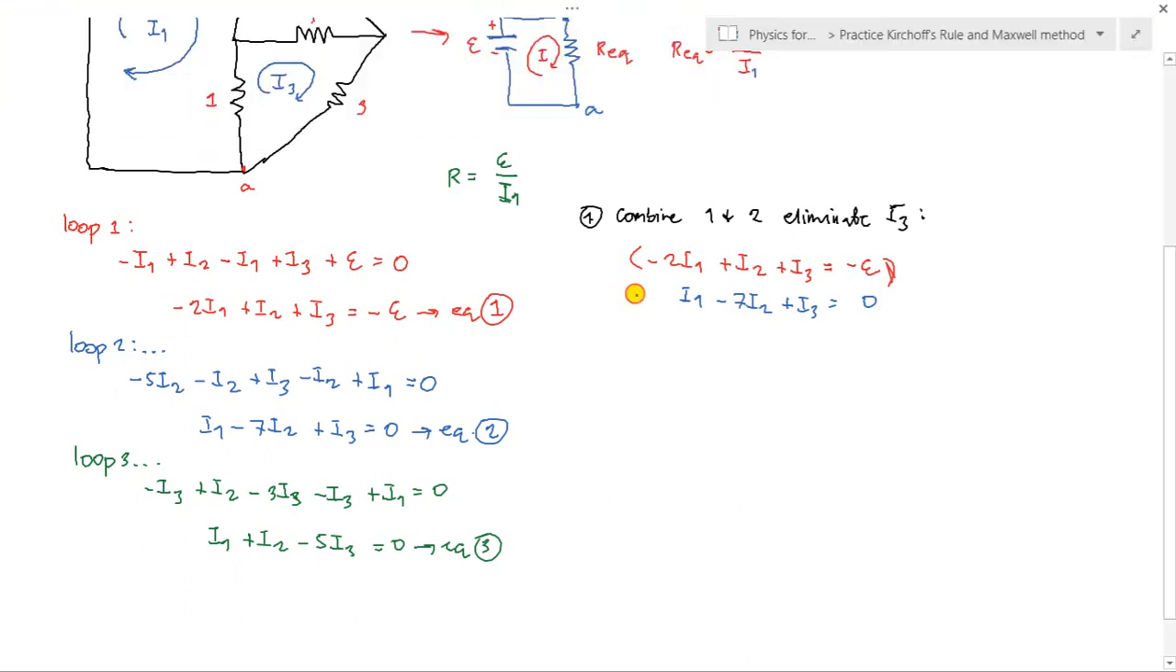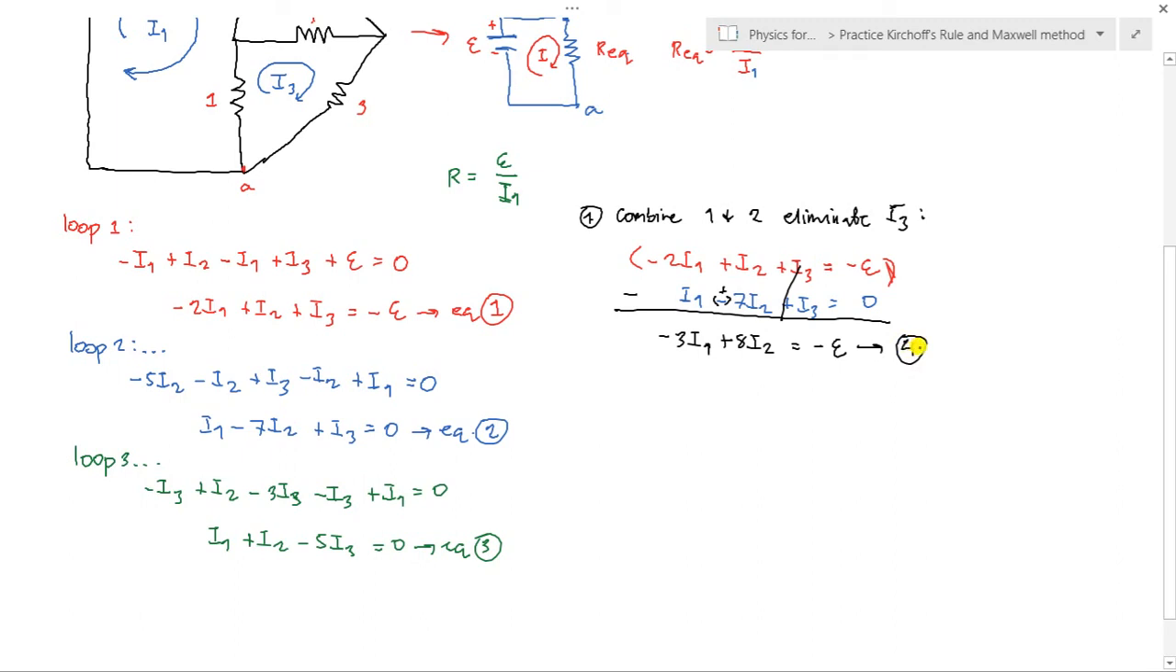So I'm going to take the subtraction to cancel I3. So negative 2 minus 1, we have here negative 3I1. Then here 1 minus negative, it becomes positive, so you change the sign, so it becomes 8, plus 8I2. Here 1 minus 1 is 0, it's eliminated, so we now have equal to negative e minus 0, so that is negative e still. So this would be our new equation, that is 4. So I3 has been eliminated.